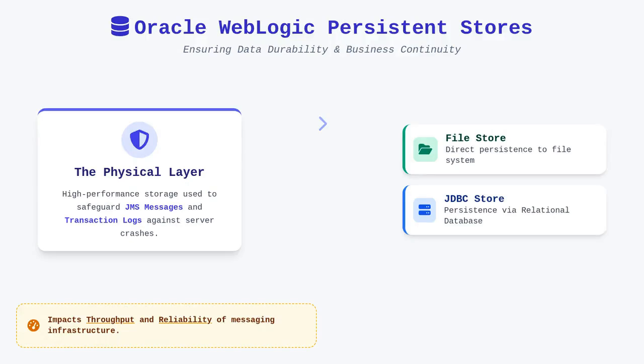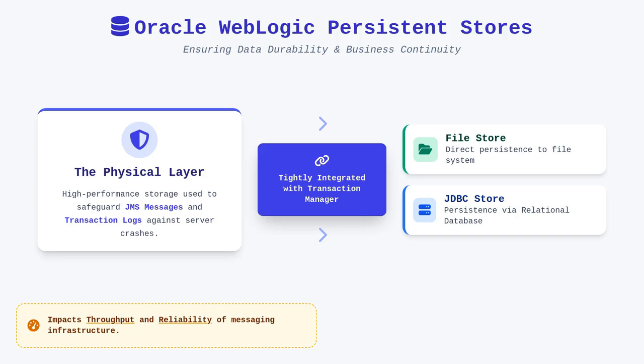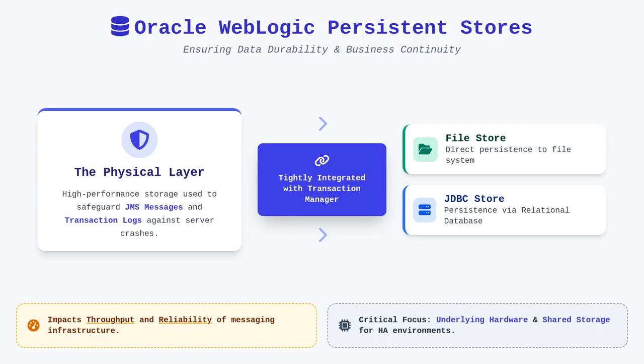These stores provide a durable storage format that is tightly integrated with the transaction manager, ensuring that once a message is acknowledged as persistent, it remains intact even if the local server process terminates unexpectedly. You must always consider the underlying hardware when deciding where these stores reside, particularly when dealing with high availability environments that rely on shared storage.